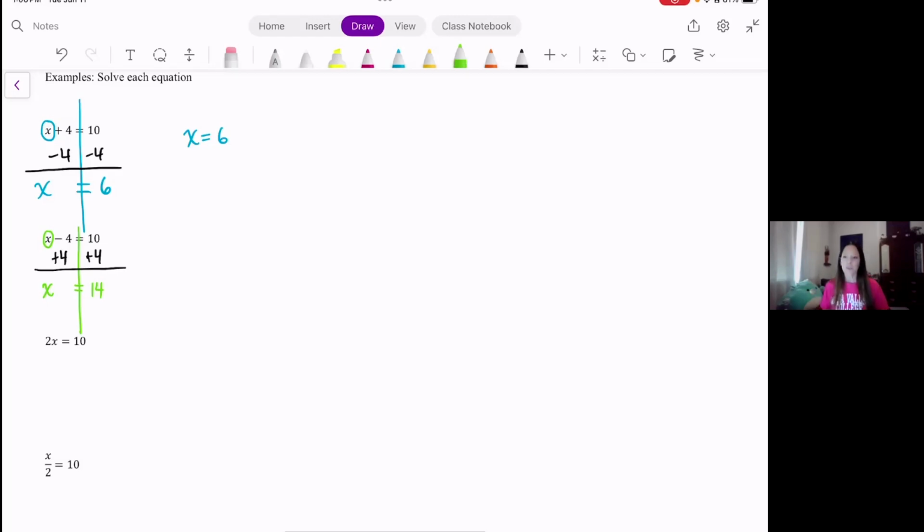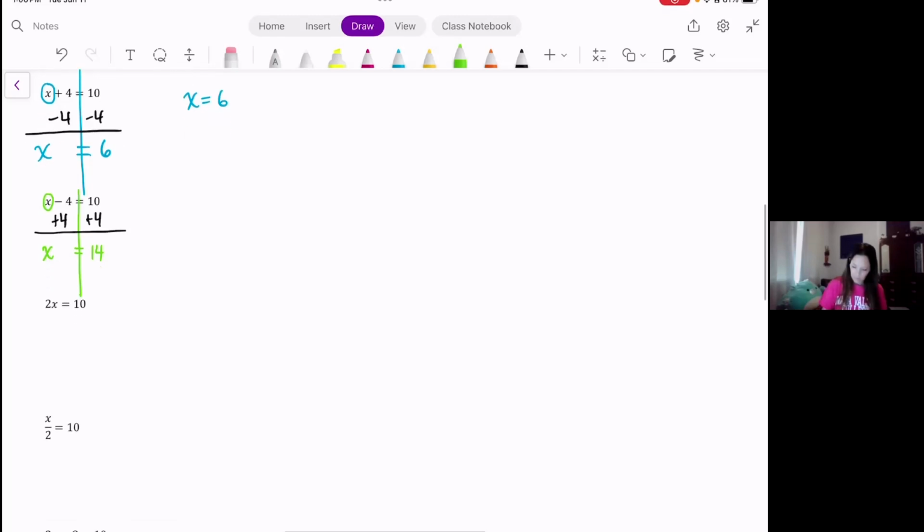So you've seen an example of addition and an example of subtraction used to solve equations. What about multiplication and division? Drawing my line for my equal sign, here's my x. And right next to my x is the number 2. That's implied multiplication. The way that I undo multiplication is I do division. I don't write the division sign. I don't write divide by 2 on either side. I use a fraction bar and write 2 underneath it. And what I do to the left, I have to do to the right side of the equation.